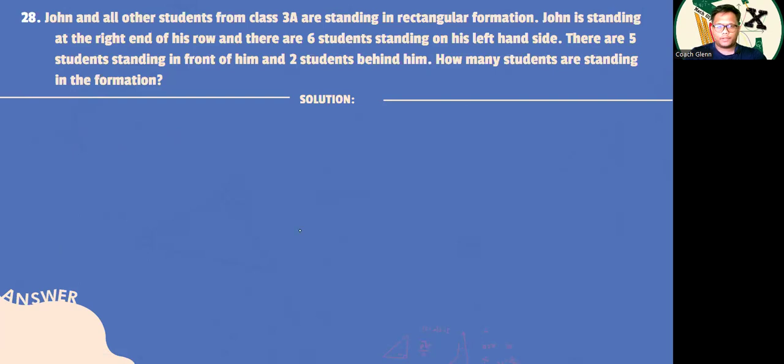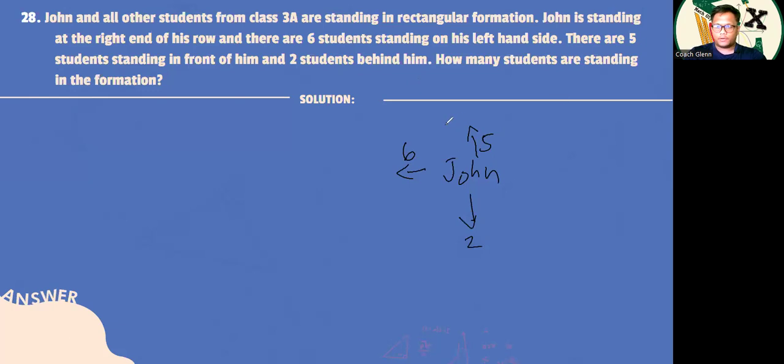So based on the first given, John is standing at the right end of his row. So John would be here. He's on the right hand. So there are 6 students standing on his left-hand side. So we have 6 students here. There are 5 students standing in front of him. So we have 5 here. And there are 2 students behind him. How many students are in the formation?